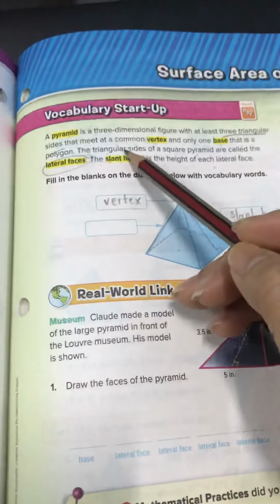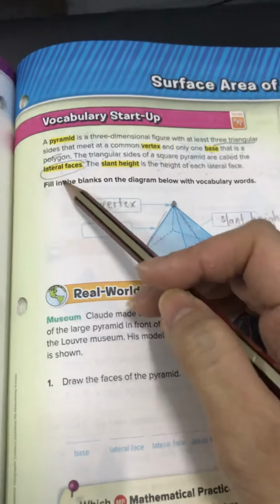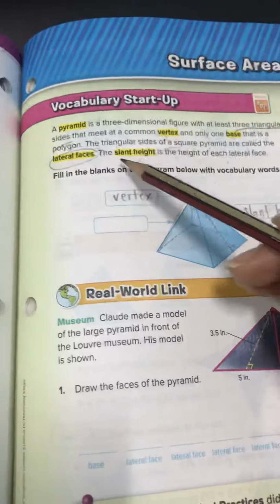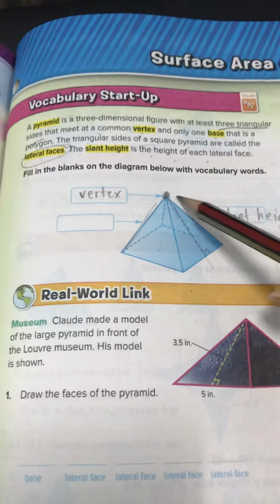The triangular sides of a square pyramid are called the lateral faces. The slant height is the height of each lateral face. For us to fully understand the lesson, here is a figure. So this figure is an example of a pyramid.